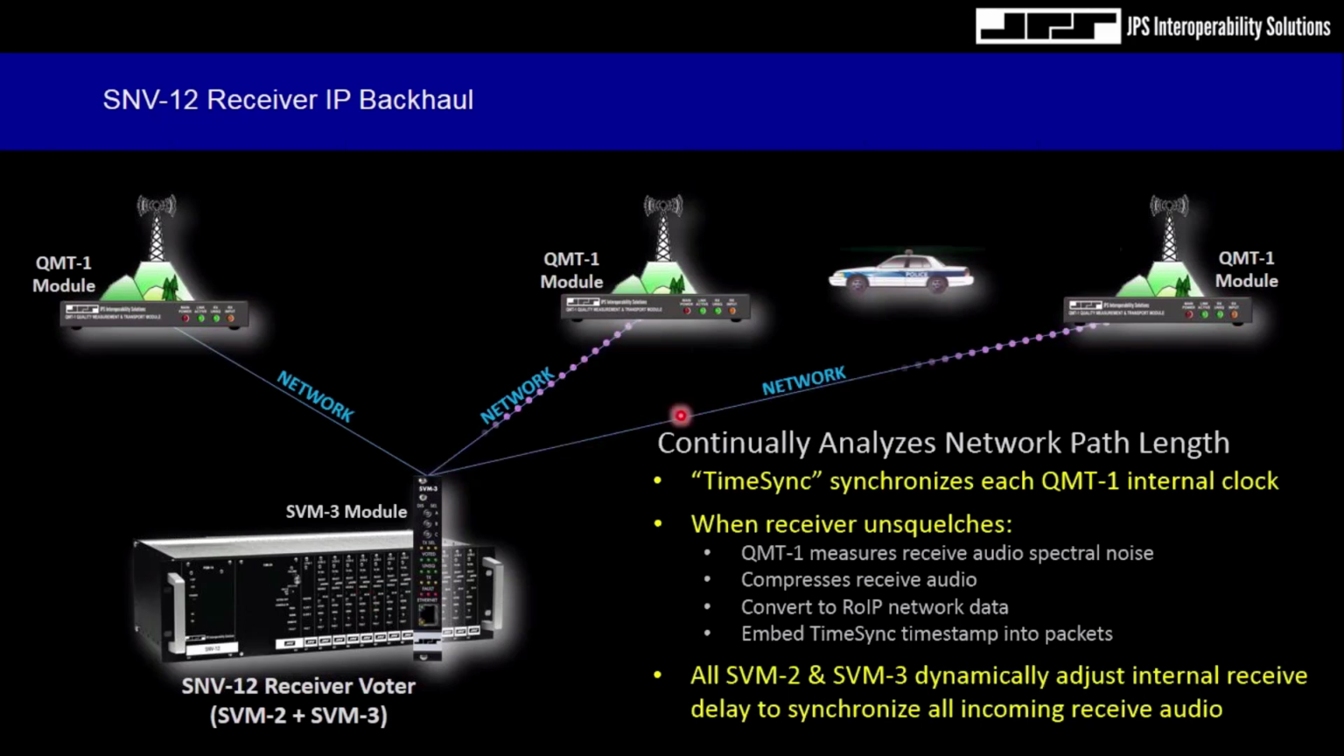We don't really care anymore how long the physical or the virtual length of the network is. Latency can change, but we don't care. And we do this, again, without any timing sources. So again, we measure the spectral noise at the receiver site, and we place the time sync signature into those packets, which are used to reference at the voter, and we dynamically adjust the receive audio delays of not only the analog SVM2 modules, but the digital SVM3 modules, preventing misvoting.